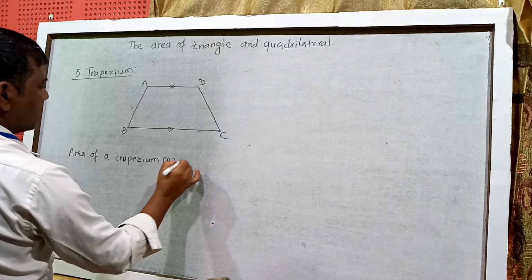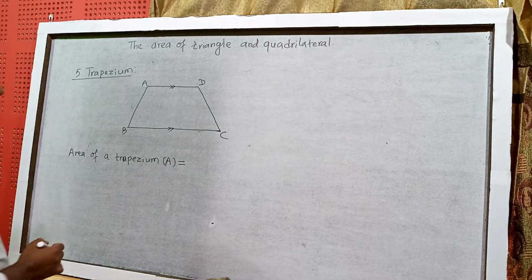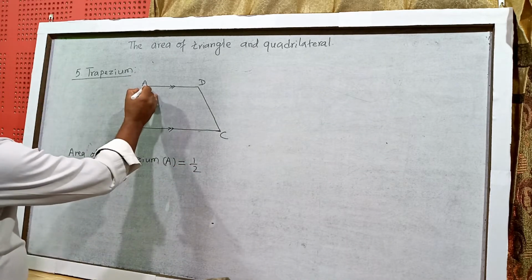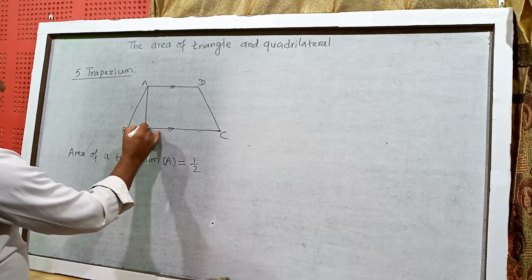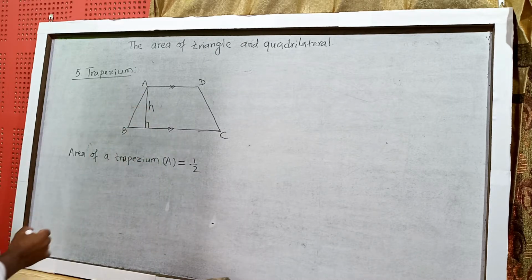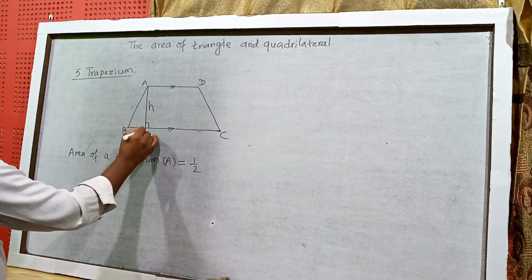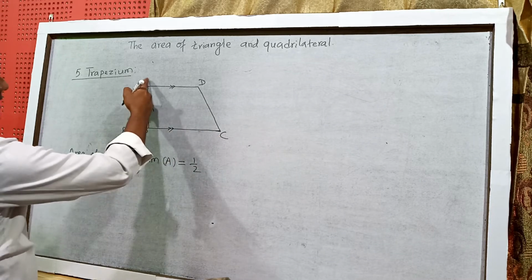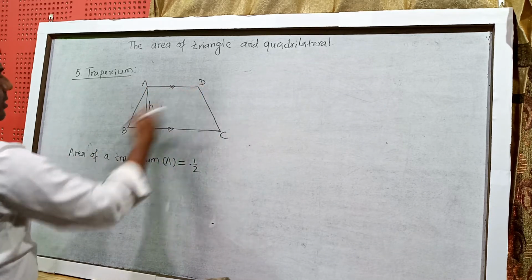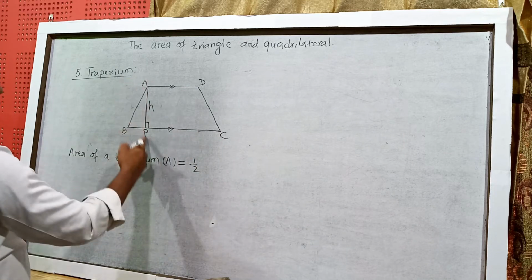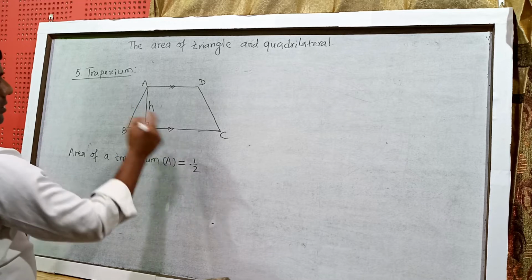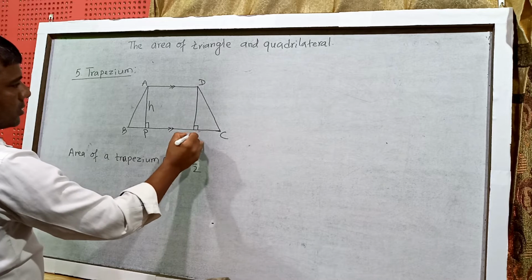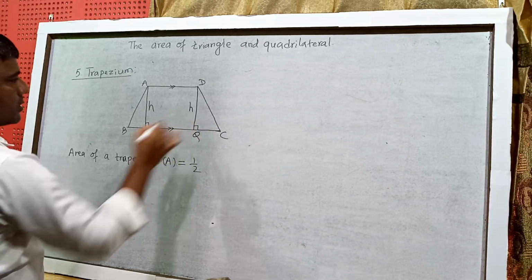A equals 1 by 2 into height. This is the height of this trapezium, h, because AP is the perpendicular from A to the side BC. This A is on the side AD, and AD and BC are the parallel lines, so AP becomes the height. This can also be the height, let's say it is DQ. It is also the height.